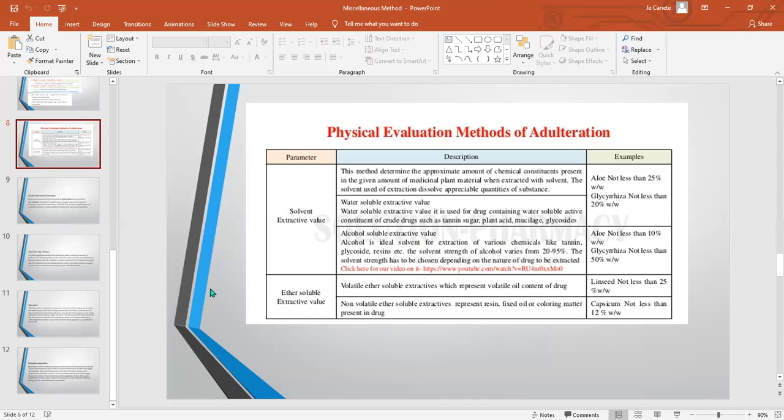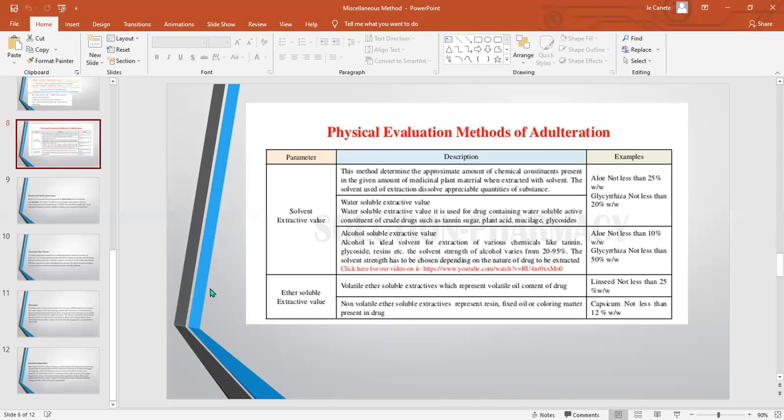Physical evaluation methods of adulteration. Solvent extractive value. This method determines the approximate amount of chemical constituent present in the given amount of medicinal plant material when extracted with solvent. The solvent used for extraction dissolves appreciable quantities of substance. Example, aloe not less than 25%.